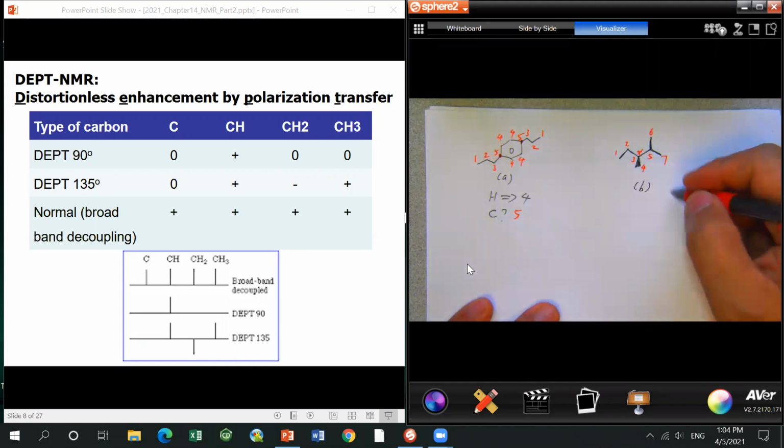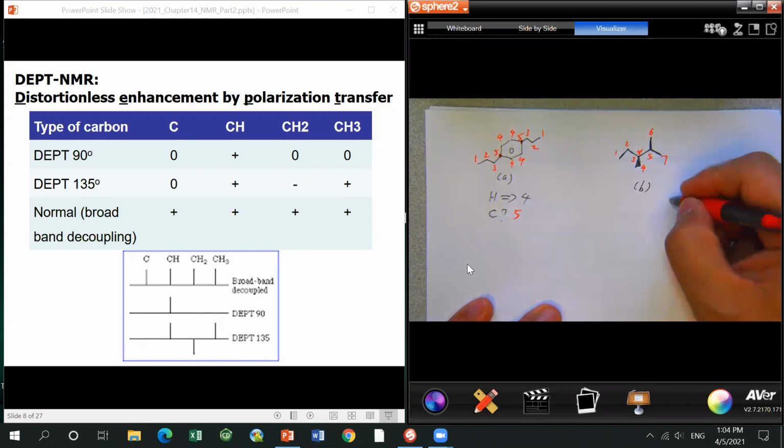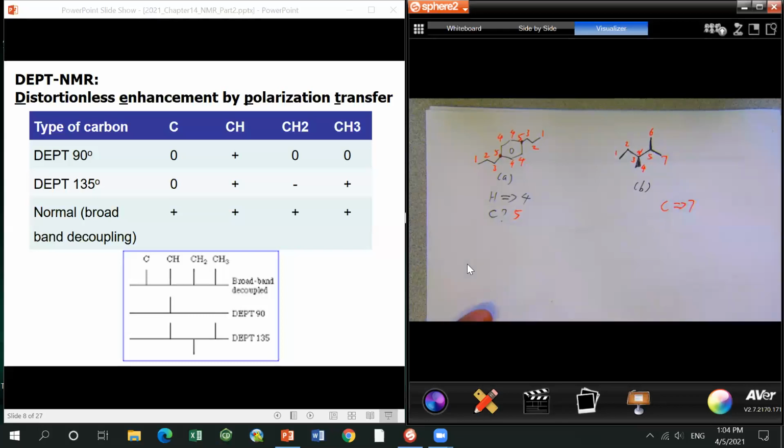So for B, you should see a total of 7 carbon signals. Make sure you know how to do this kind of question. We'll have a very similar one in the coming quiz 6 or exam 3. Exam, yeah, that's right.